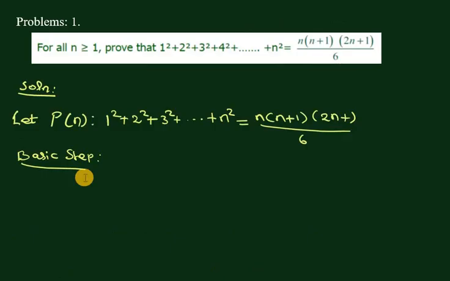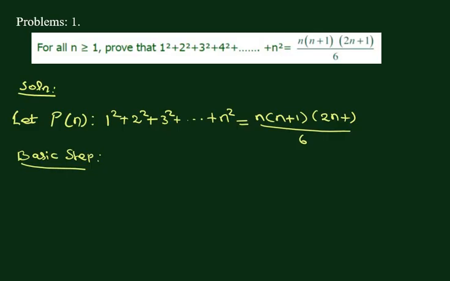Consider problem 1. The problem is, for all n greater than or equal to 1, prove that 1 square plus 2 square plus 3 square plus 4 square, etc., plus n square is equal to n into n plus 1 into 2n plus 1 divided by 6. Actually, this is the formula for the sum of squares of n natural numbers. We studied this in our 10th standard itself. And now I want to prove this with the help of mathematical induction.